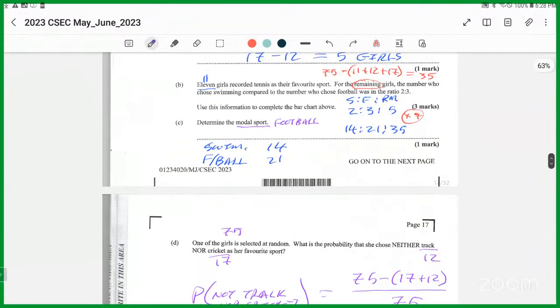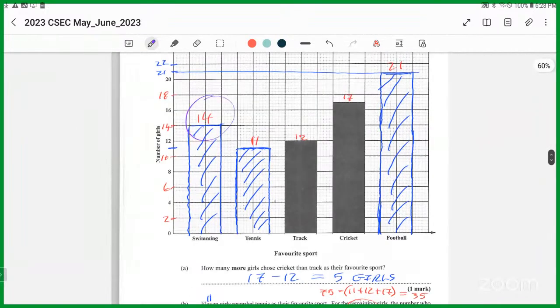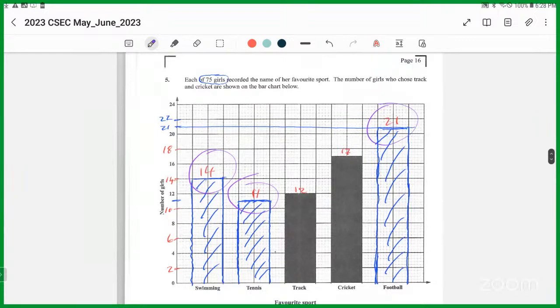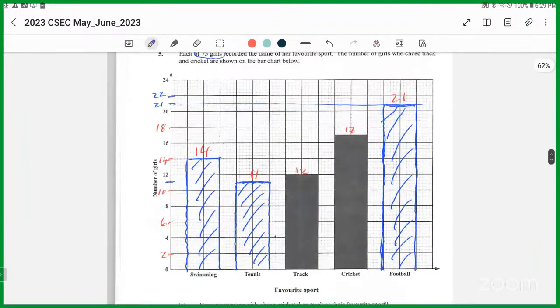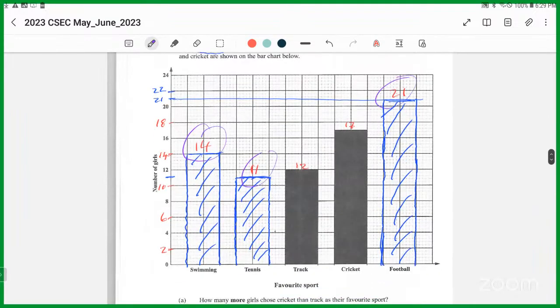Or if you wanted, you could add up these. These are the other three, you could add them up. That's the other way to do it. You could add up those three and put over 75. Same answer. So, 46 over 75. If you add up these three, you're going to get 46. It's also 46. All right? That's it.